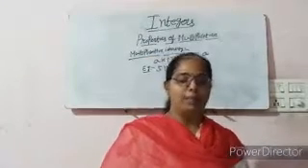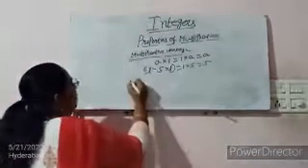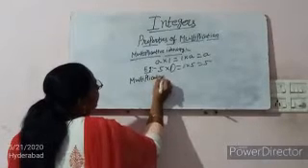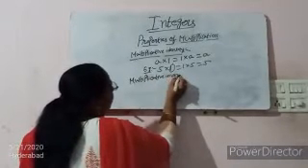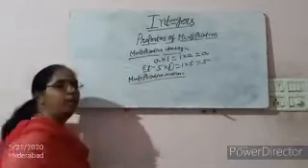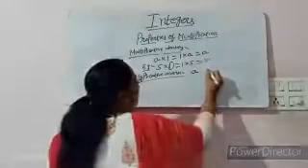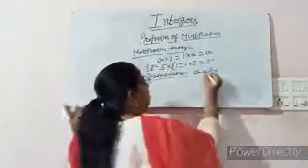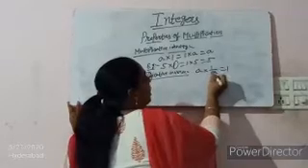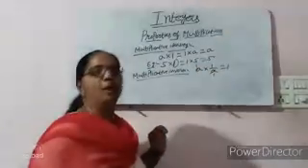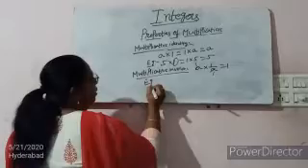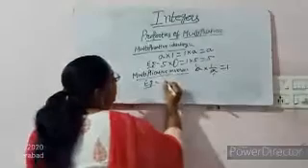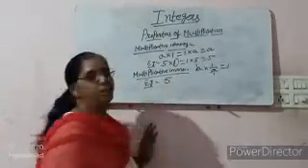Next is multiplicative inverse. So the multiplicative inverse of A is 1 by A. Meaning the product of these two should result in 1. A and A will get cancelled and the result will be 1. For example, if I ask you what is the multiplicative inverse of 5?